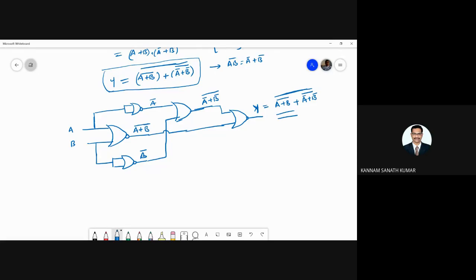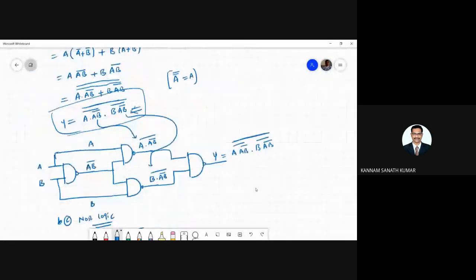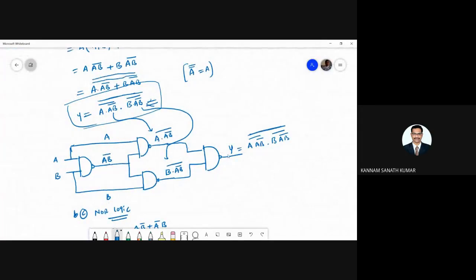You can be asked in the exam how many NAND gates are required to implement the XOR gate. See here, 1, 2, 3, 4. 4 NAND gates are required to implement the XOR gate. How many NAND gates are required to implement the XNOR gate? If you want the XNOR gate, you know that the complement of XOR is nothing but XNOR. So when you add one more NAND gate, you'll get the XNOR gate. So that means how many NAND gates are required?